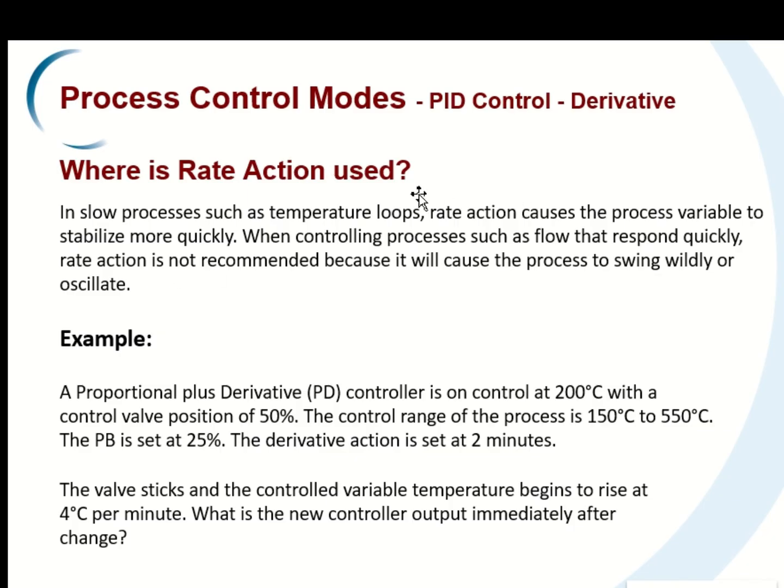So, an example of proportional plus derivative control: a controller at 200 degrees C with the control valve position at 50%. The control range of the process is 50 to 550. The PB is set at 25%. The derivative action is set at 2 minutes. The valve sticks and the control variable temperature begins to rise at 4 degrees C per minute. What is the new controller output immediately after the change?